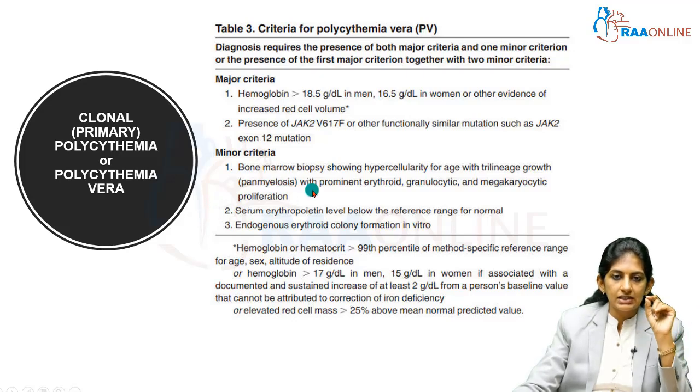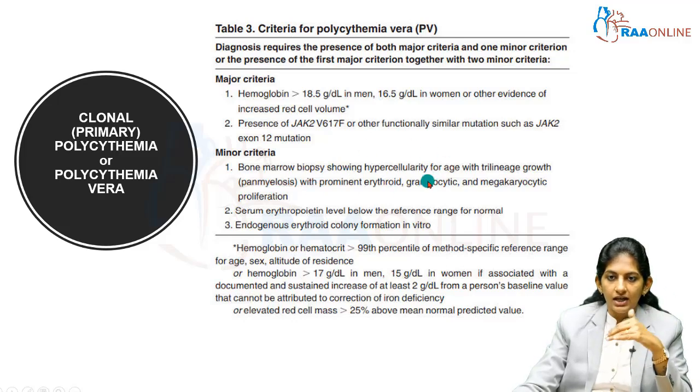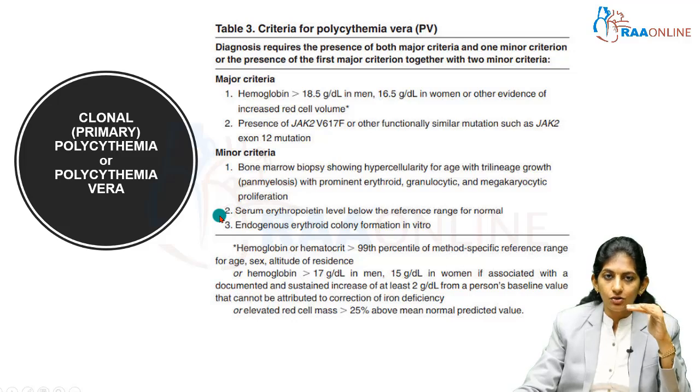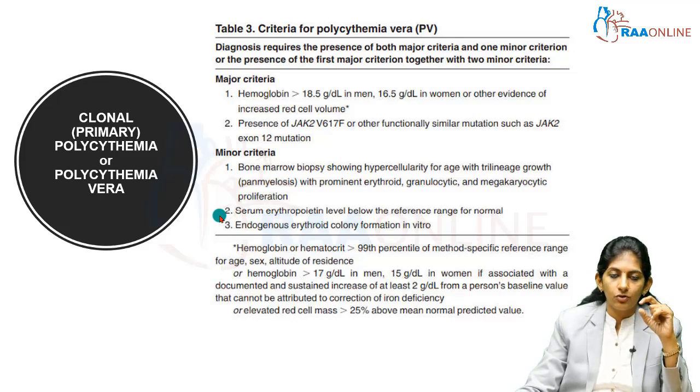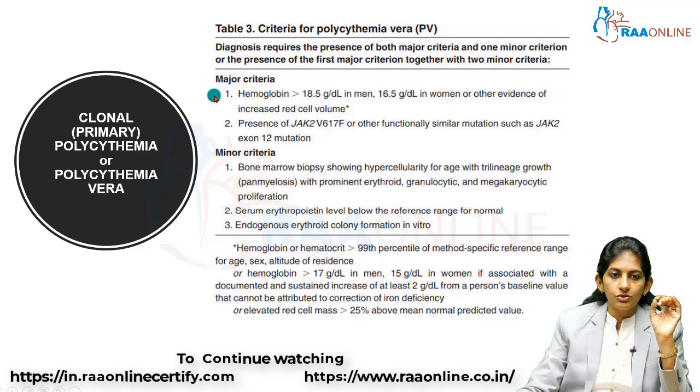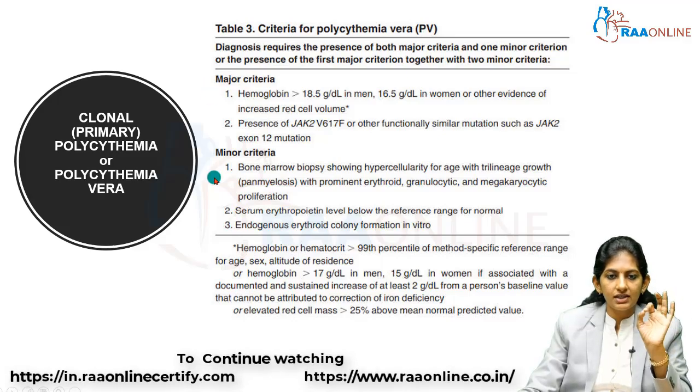Do a bone marrow biopsy. You can see the hypercellularity for that age. It can be trilineage also, as I have already told you, not just the erythroid precursors, but granulocytic and megakaryocytic proliferation can also be seen. So, you do a bone marrow biopsy for the minor criteria. Take a serum erythropoietin level. Erythropoietin level is either normal or low in polycythemia vera. Then you can culture the erythroid colony in vitro. So, these three are the minor criteria. So you have seen the major and the minor criteria. This is for polycythemia vera.